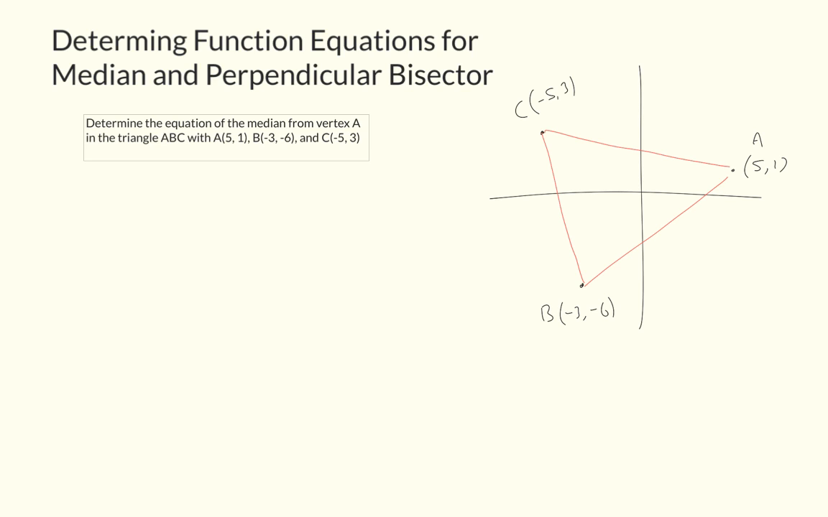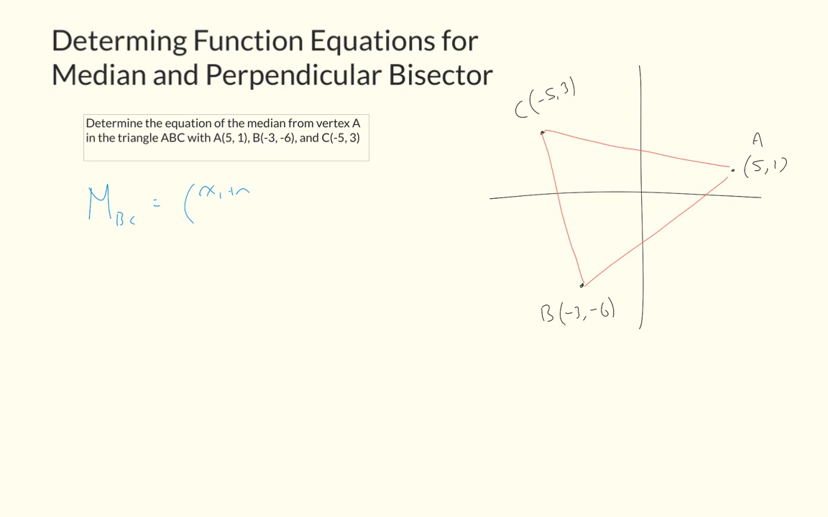And of course, the question tells me that I need a median from A. So I need a line segment that's coming from A and going to, according to the definition, the midpoint of B and C. So the first thing I'm going to do is calculate the midpoint of BC. So I'm going to use my midpoint formula.